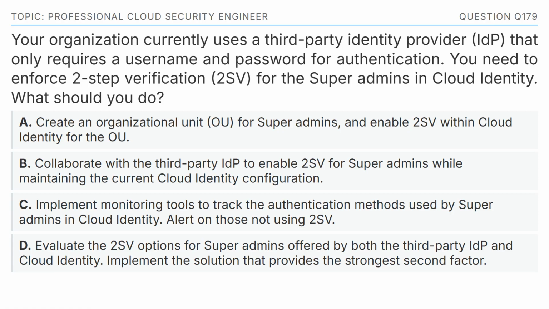Option B, collaborate with the third-party IDP to enable 2SV for superadmins while maintaining the current Cloud Identity configuration. Option C, implement monitoring tools to track the authentication methods used by superadmins in Cloud Identity. Alert on those not using 2SV. Option D, evaluate the 2SV options for superadmins offered by both the third-party IDP and Cloud Identity. Implement the solution that provides the strongest second factor.